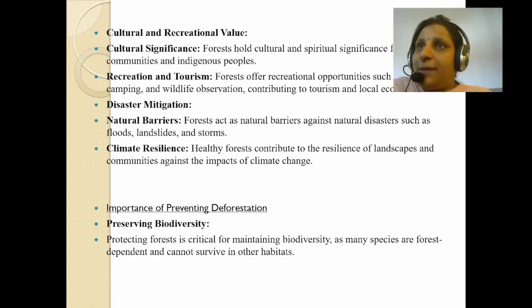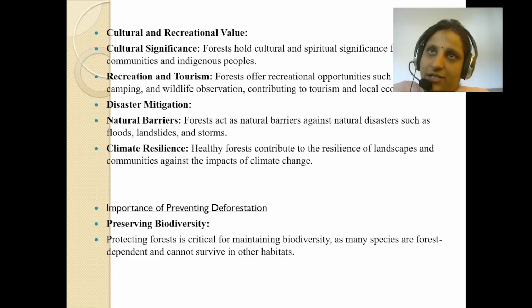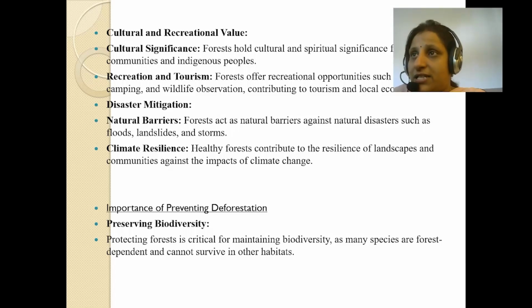So as we have talked about, if we prevent deforestation, what will be the importance of this? It has the same importance as we have talked about, the various importance of forests. In the same way, preventing deforestation is also very important, because if you prevent deforestation, you will preserve biodiversity. Protecting forests is critical for maintaining biodiversity, as many species are forest dependent and cannot survive in other habitats. It means if the forest is cut down, those species will not survive and we will lose all those species.